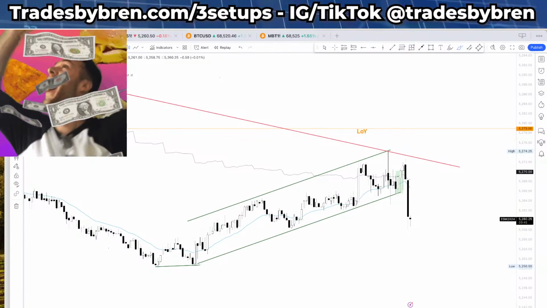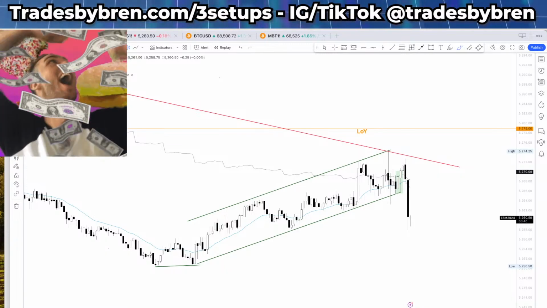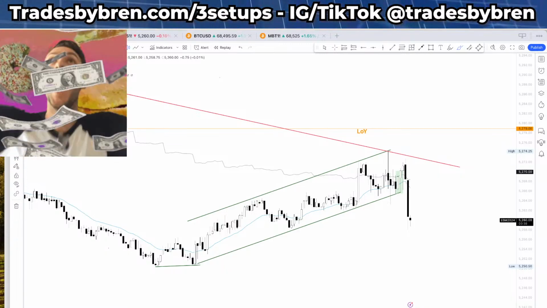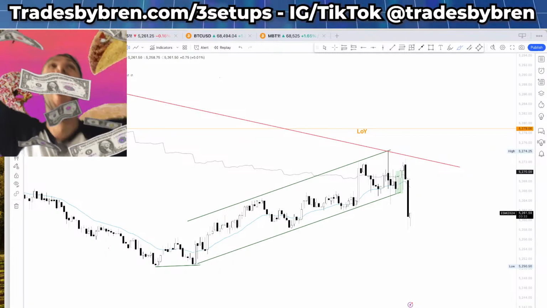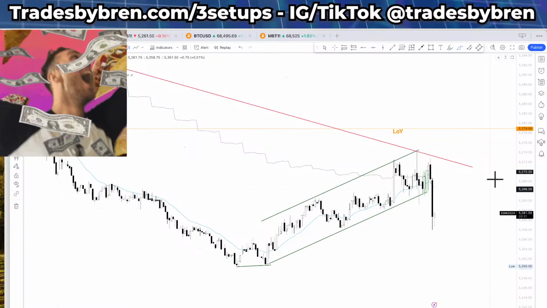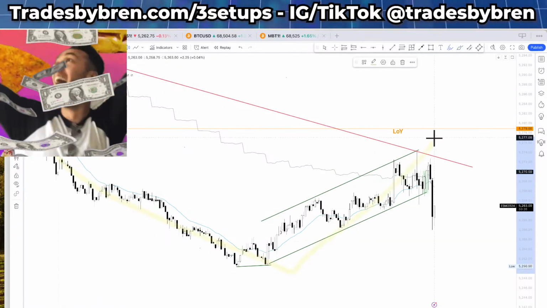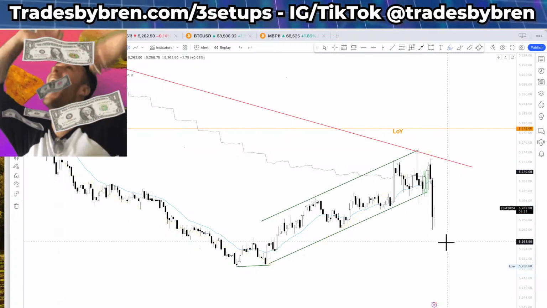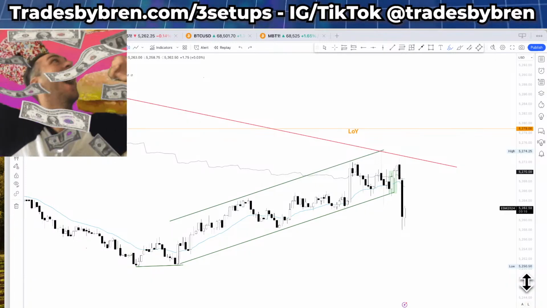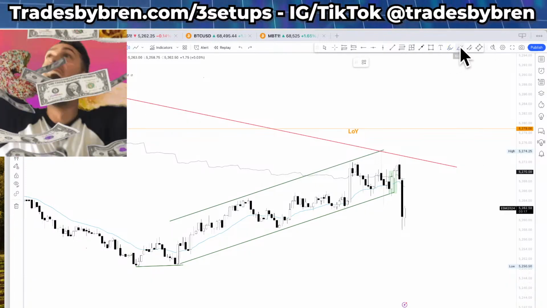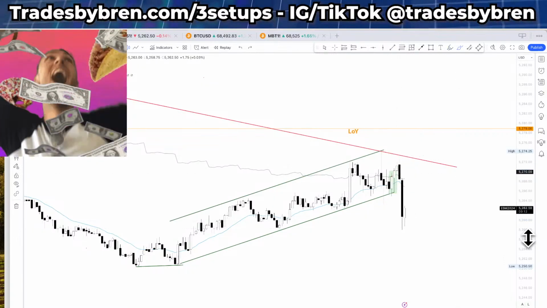Micro double bottom. We got to wait for the candle close though. We got a saying here, Trades by Brent, which is nothing goes until the candle closes. And also, when you see a lot of down and then a lot of up, that means we're most likely in a trading range. Which means when you see a breakout like this, traders will fade it. They'll do the opposite.